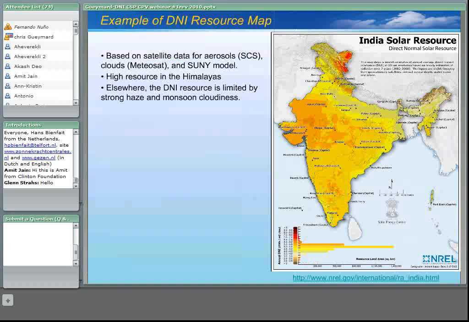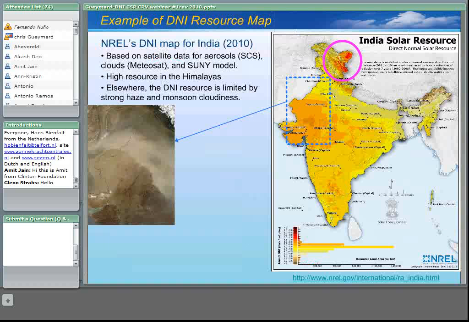Perez. The results show that there's a high resource in the Himalayas here, but this is not really practical, of course, because of the mountains, altitude and everything, and it's far away from the urban centers. So elsewhere, the DNI resource we found is limited by strong haze and also monsoon cloudiness.